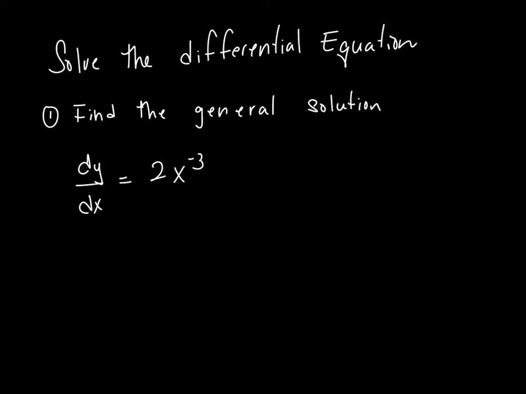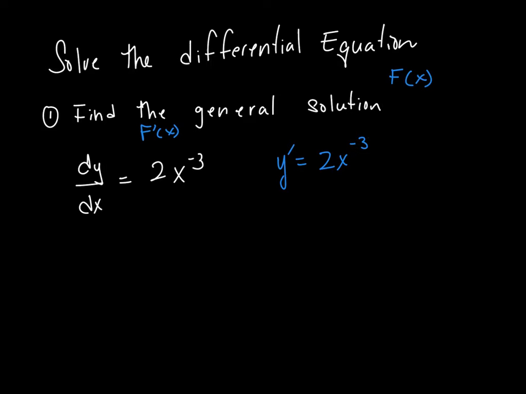And just for reference, remember sometimes that can look like y prime is equal to 2x to the negative third. All right, so what we're really doing here is, again, we're asking ourselves, what would the function be? What is capital F of x, given that this is the derivative? We want to find the antiderivative.